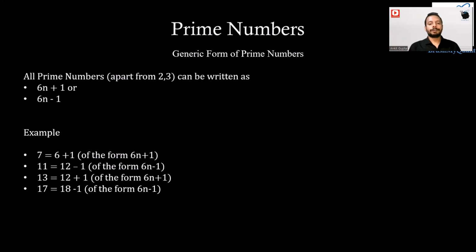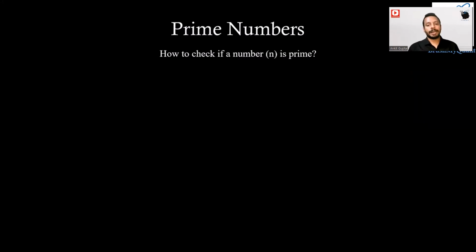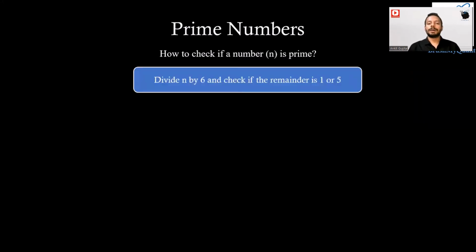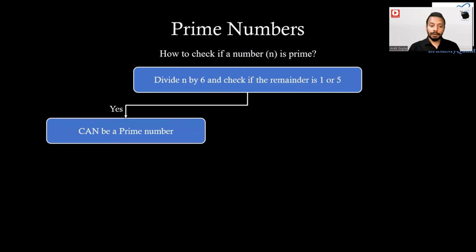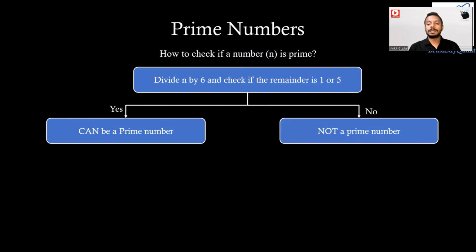Now let's see how we can find whether a number is prime or not. In order to check whether a number n is prime or not, we will first divide the number n by 6 and check if the remainder is 1 or 5. If the remainder is 1 or 5, that means the number can be a prime number. It doesn't guarantee that it's going to be a prime number, but there's a chance that it can be. But on the other hand, if the remainder is not 1 or 5, then definitely the number is not a prime number. So if you do this check, there is a good chance that you will be able to eliminate a lot of the numbers as non-prime numbers.